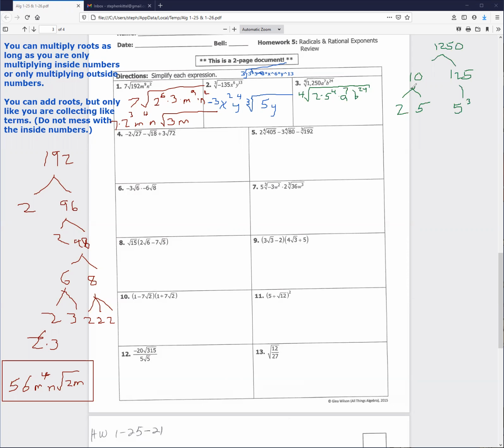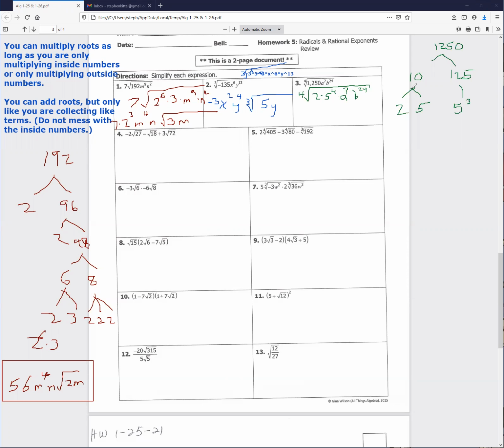All right, for number 8, we got to follow the distributive property. Distributing a root 15, we get 2 root 90 minus 7 root 75. Now, both of these break down, I think. 90 is 9 times 10, so 2 root 9 root 10, and 75 is 25 times 3. So root 9 is 3, so 2 times 3 is 6, root 10. Root 25, that's 5. 7 times 5 is 35, root 3.